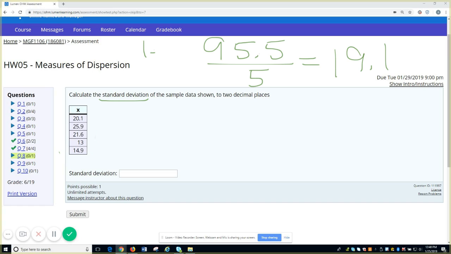So standard deviation basically wants you to figure out how much your individual data values vary from that mean. And so the next step is to subtract the mean from each data value. So 20.1 take away 19.1. Then 25.9 take away 19.1 is 6.8.